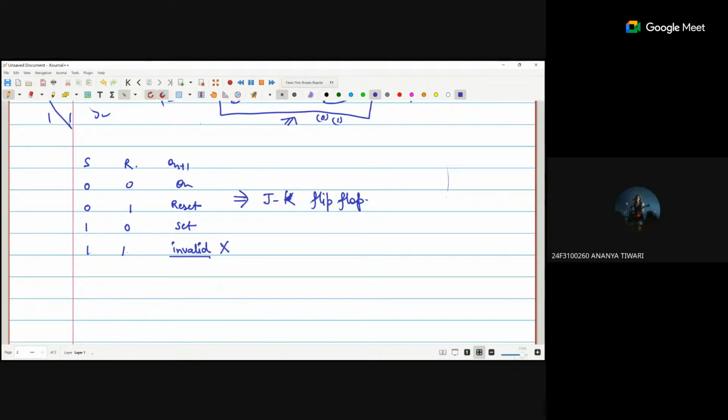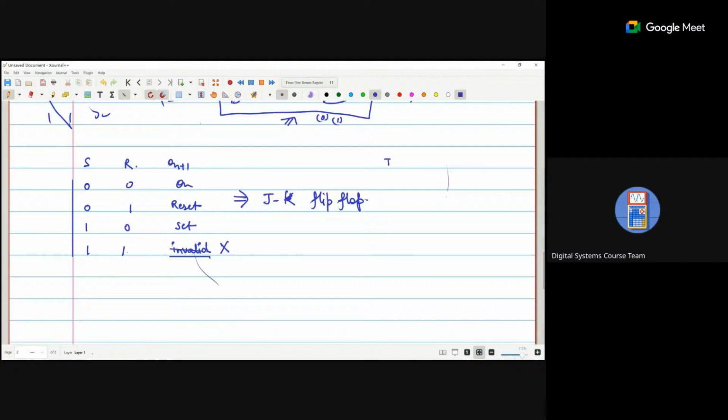Sir, isn't this the same as a D latch? Isn't this the same as a D latch? There we also use these two only. Yes, we use only these two there, but in the JK we use all four conditions. Okay, and we avoid this invalid condition.